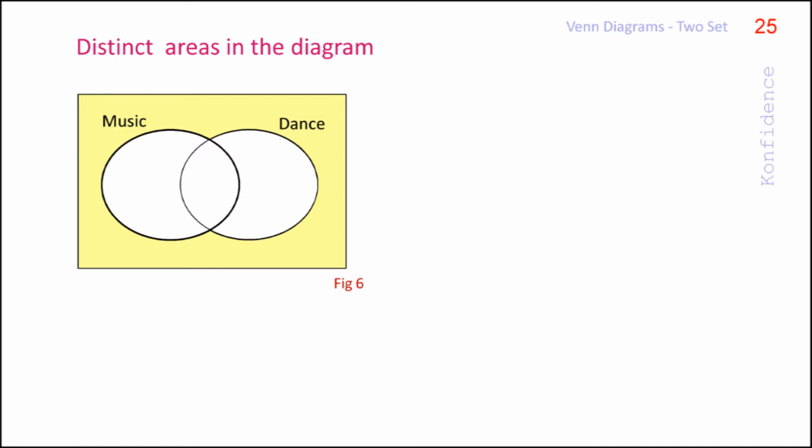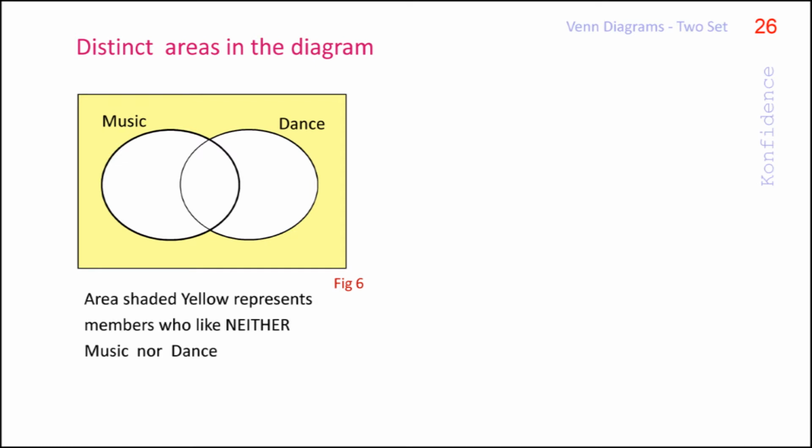This slide is very important. Look at the representation in figure 6, the one in yellow. This is the least understood area in set theory. Here, it would represent people in the club who do not like music or dance. What generally happens is that this area is forgotten because the onus is so much on music and dance and the most important sets in general. This is a cardinal mistake in Venn diagrams. Always remember the spaces which are not in spotlight.